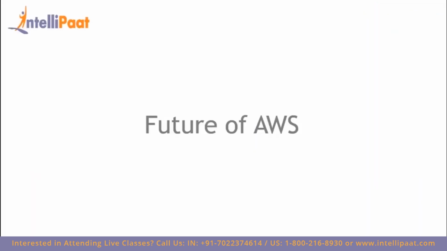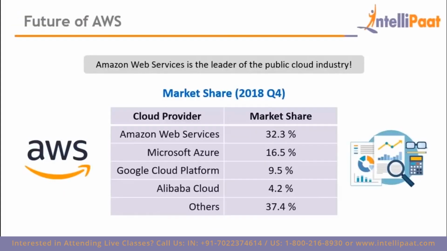The next is the future of AWS. So what is going to be the future scope and the job trends of AWS? Let us see. In the market share of 2018's quarter 4, that is the last 3 months of 2018, Amazon Web Services had 32.3% of the cloud computing share, and Microsoft Azure comes second with 16.5%, which is almost half of Amazon Web Services. Then Google Cloud Platform, then Alibaba Cloud, and after that come other cloud providers like IBM Cloud, VMware, and Salesforce.